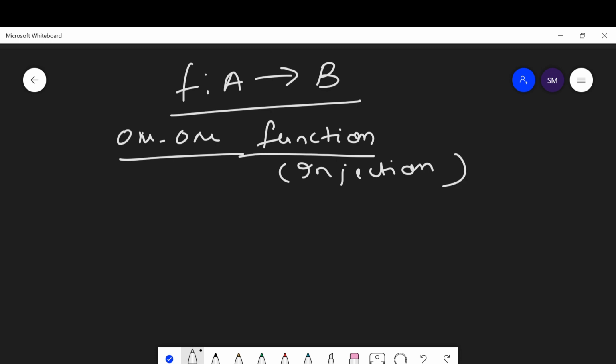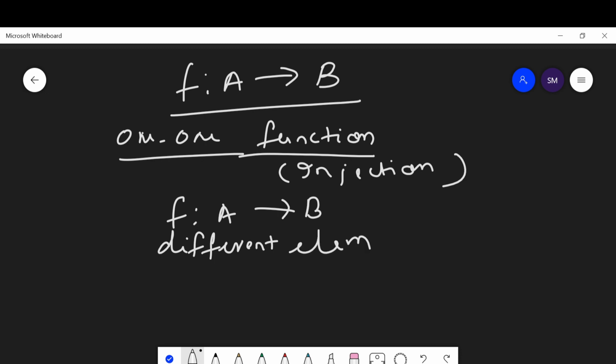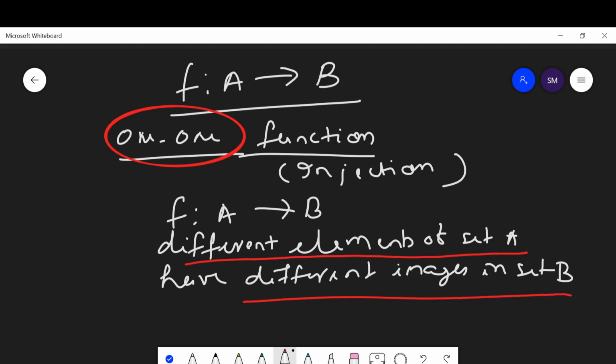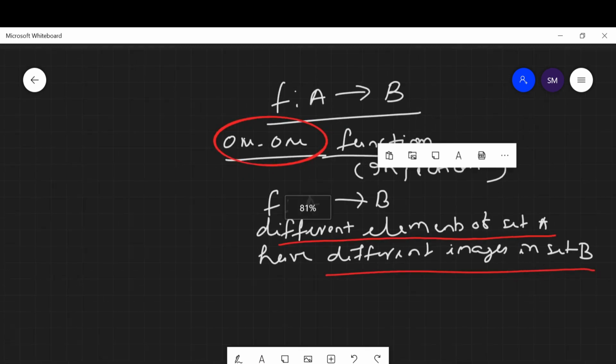A function f from A to B is called a one-one function if different elements of A have different images in set B. Look here, I underline the important thing. Please note down: a function f is called one-one when different elements of set A have different images in set B. Now keep it here and discuss an example.